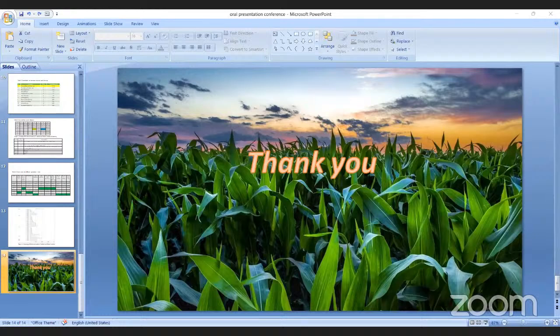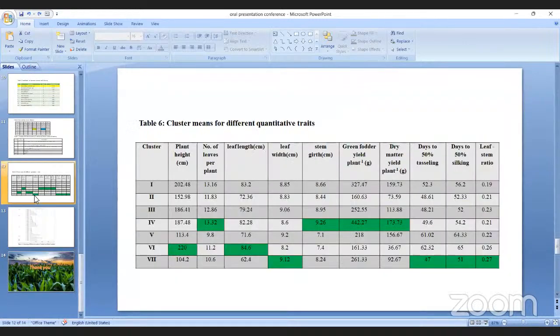What is the recommendation that you want to go ahead with for the farming community, please? What is it that you want to recommend to the farming community, out of your results? Yes, ma'am.